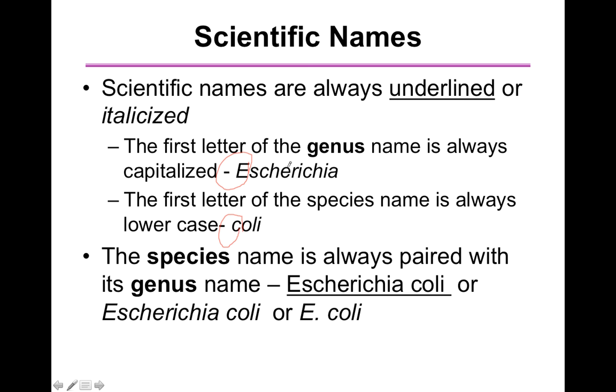The species name is always paired with the genus name. What is this for? Escherichia coli. This is how it's going to be.